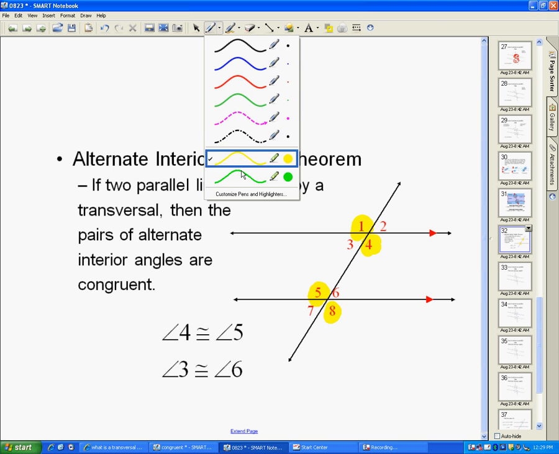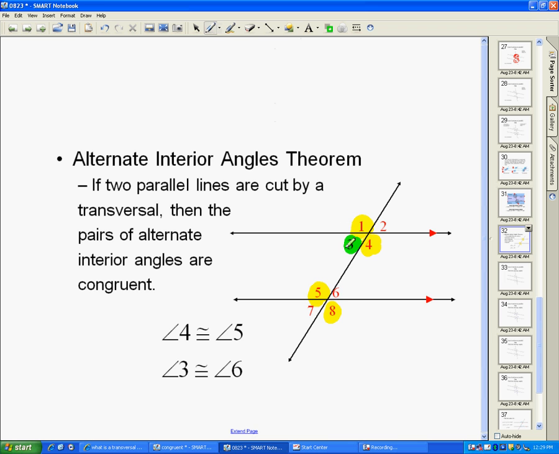And then 3 and 6 are alternate interior angles, which means they have the same angle measure. 3 is vertical of 2, which means they have the same angle measure, and 7 is vertical from 6, which means they have the same angle measure. So all the greens have the same angle measure, and all the yellows have the same angle measure.